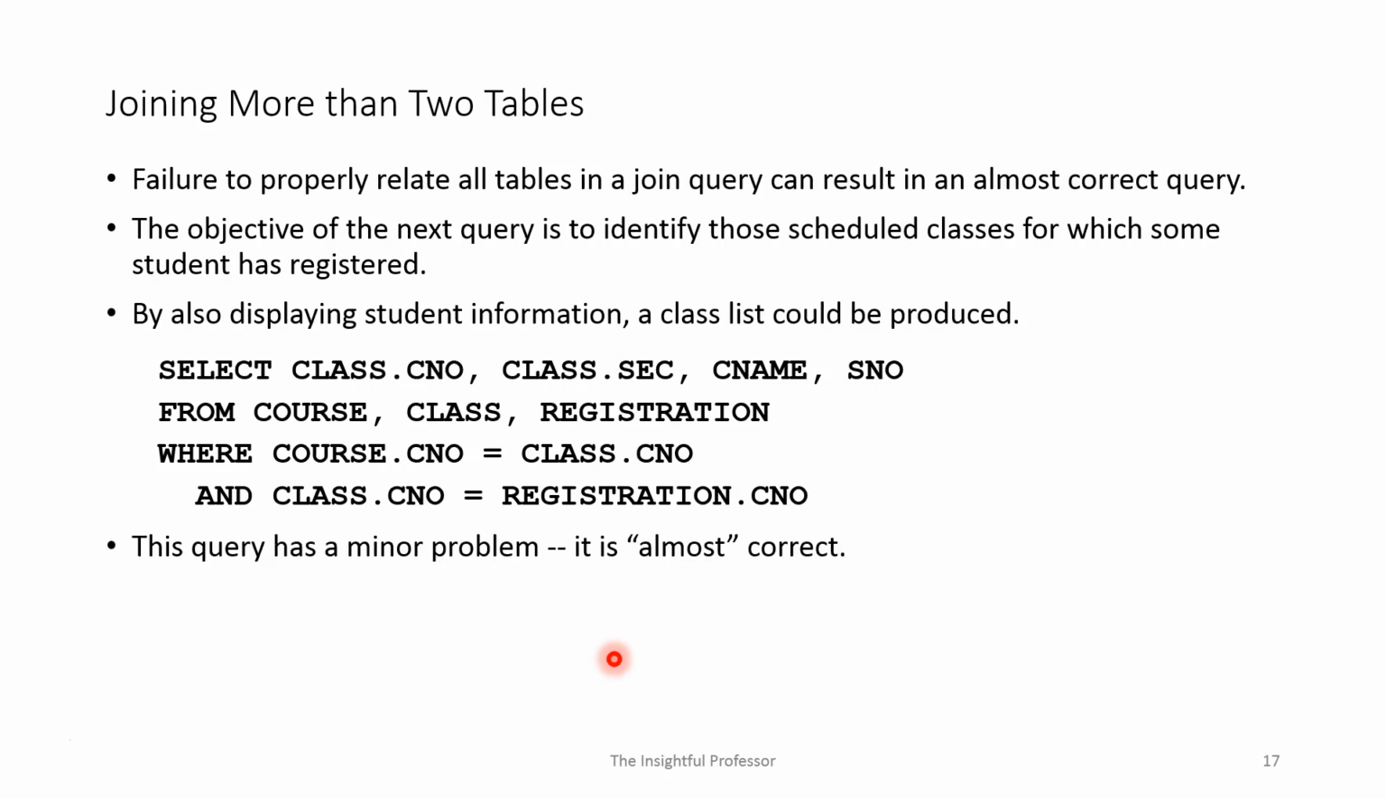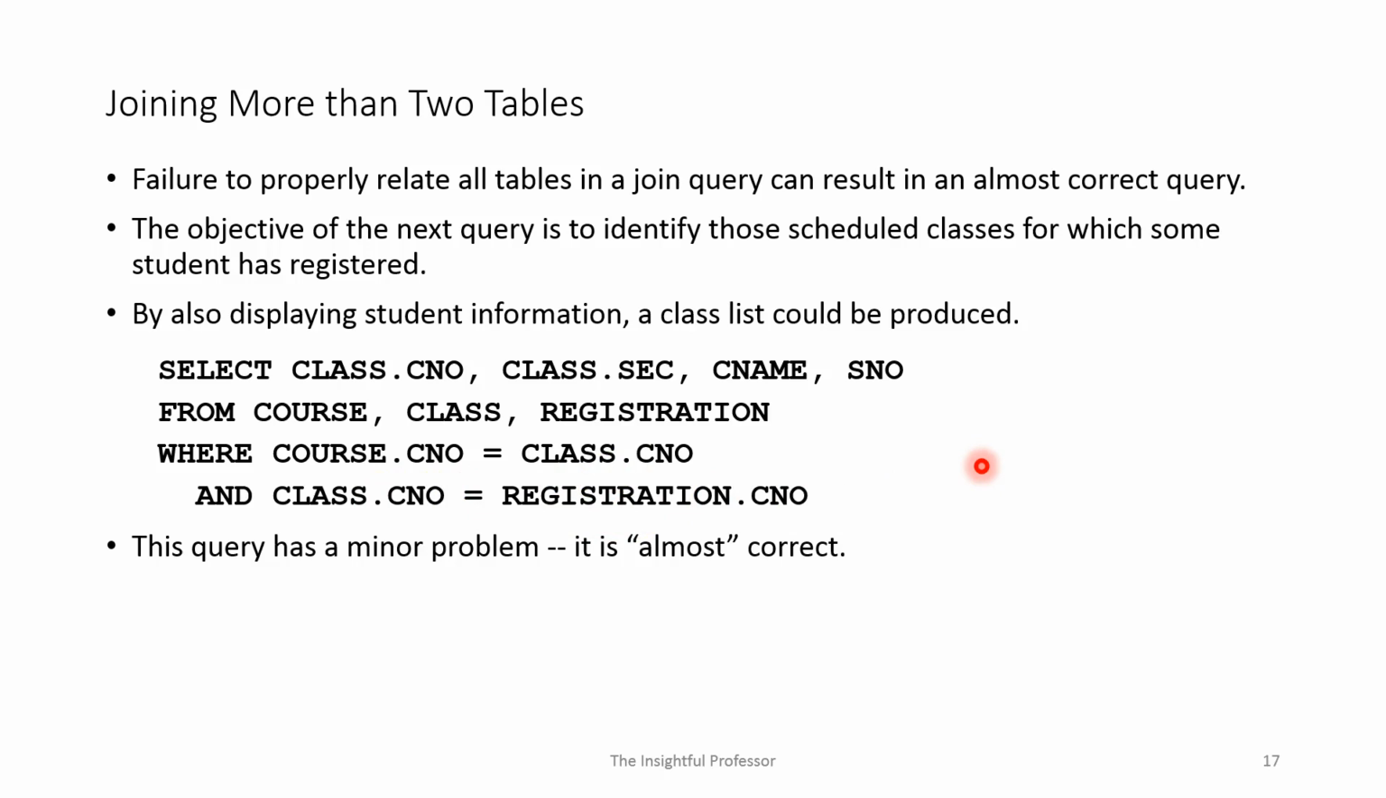Okay, let's look at another case of joining more than two tables. This one says we're going to join course, class, and registration. A given course may have many scheduled offerings or classes, and a given class may have many registration events involving that class. So I say the course is equal to class is equal to registration. Looks good. Let's go fire this up, get the result, and see what we have.